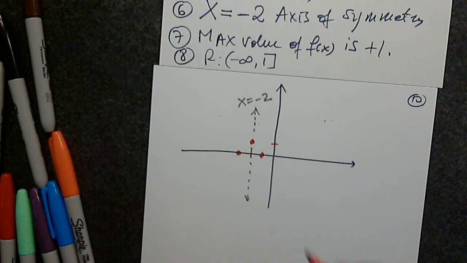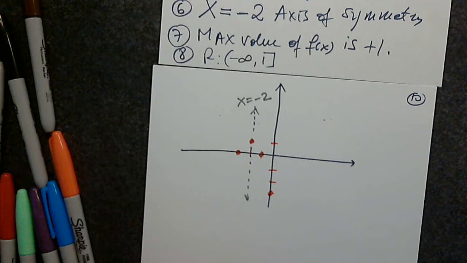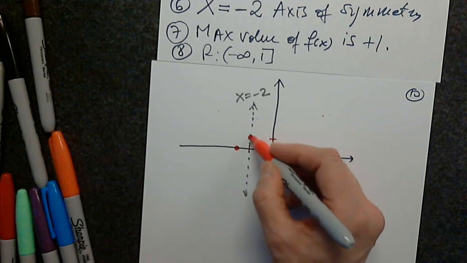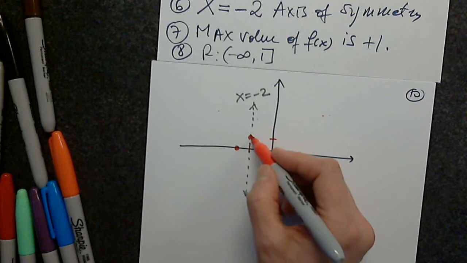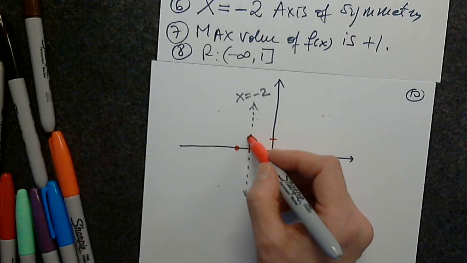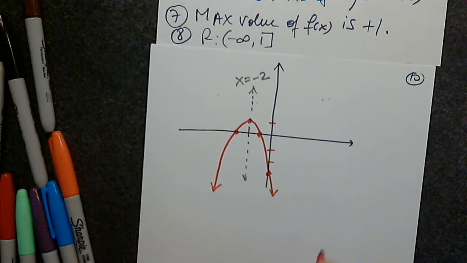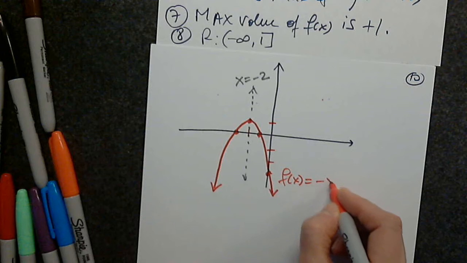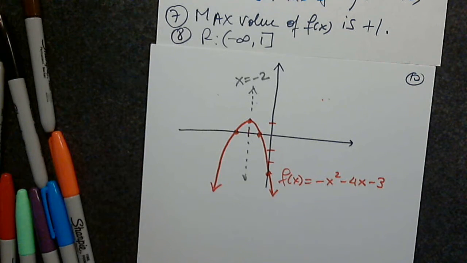And finally, we have y equals negative 3 as the y-intercept. So then, try to make it as symmetric as possible and not too acute at the vertex. This is the graph of negative x squared minus 4x minus 3. And we have absolutely no secrets. We know everything about this function.